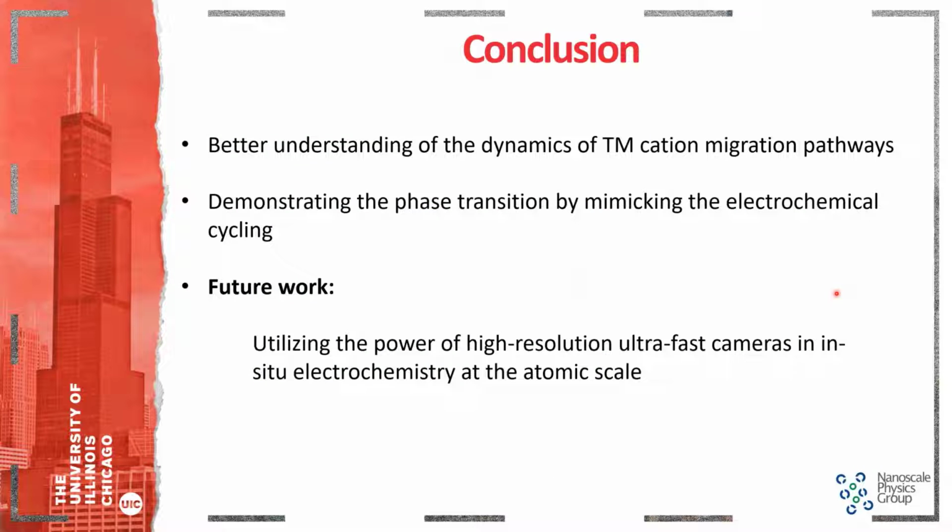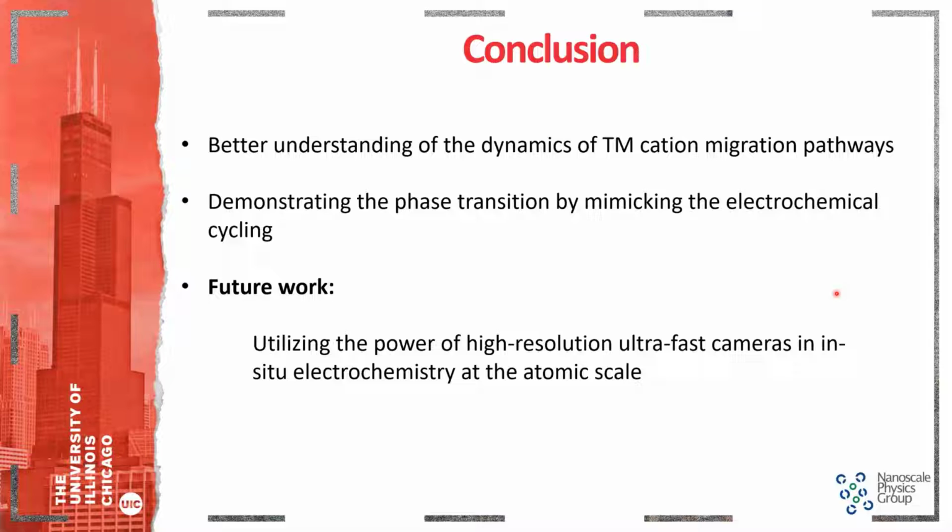So getting to the conclusion, electron microscopy gives us the luxury of a better understanding of the dynamics of transition metal cation migration pathways. In this study, we try to demonstrate and mimic the same kind of phase transition that happens in electrochemical cycling, which has been studied before, and take a closer look at the dynamics of these phase transitions, not only the initial and the final parts of it.